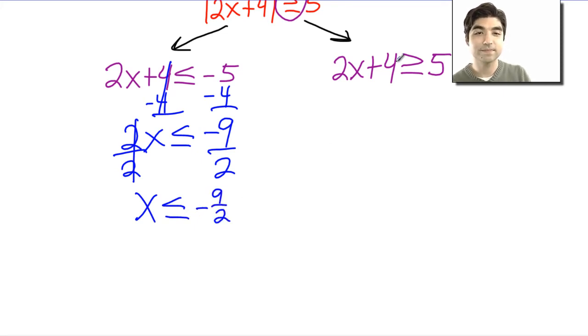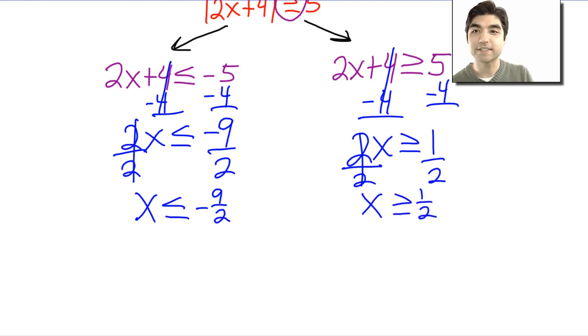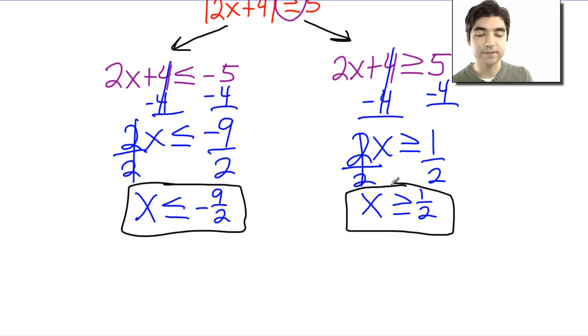So that's one answer. Now over here you got minus 4. On this side, cross the 4's out. 2x is greater than or equal to 1. Divide by 2. So 2's cancel out and you got x is greater than or equal to 1/2. There's our second answer. So here's one of them. Here's the other one. So we have x is less than or equal to negative 9 over 2, and x is greater than or equal to 1/2.